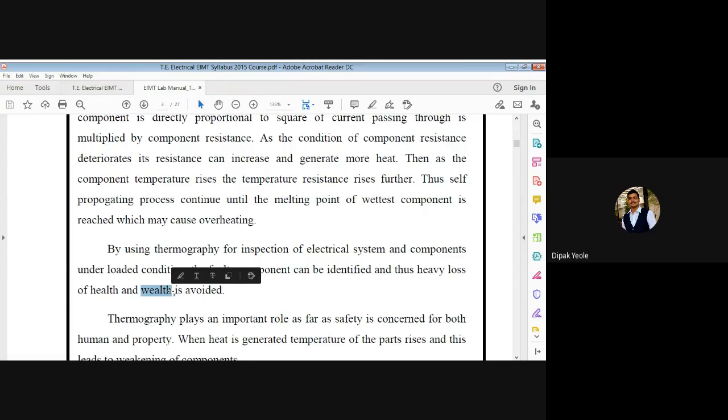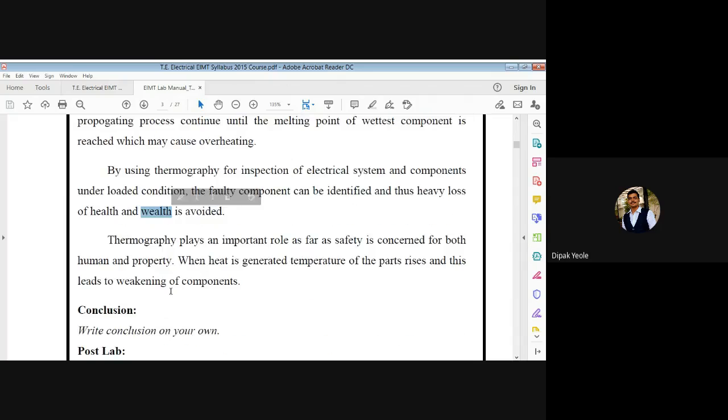So the responsibility is assigned to the maintenance department, and the maintenance department must have these infrared cameras, and they are going to do the maintenance regularly. I'm not going to say periodically, I'm going to say regularly, because it is another condition of condition monitoring. So thermography plays an important role as far as safety is concerned, for both human and property. Property is related to the asset, and the human is obviously the operator.